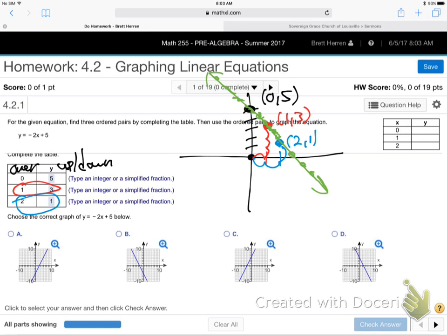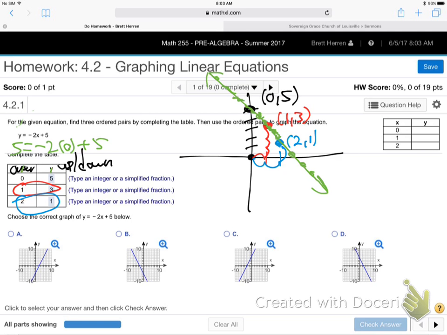Remember how we got these numbers? Because when we plugged in, it made it true. If you put in 0 for x and 5 for y, the thing is true. Right? You with me on that? Just do it right here. 5 for y, 0 for x. That's true. 5 does equal minus 2 times 0 plus 5.